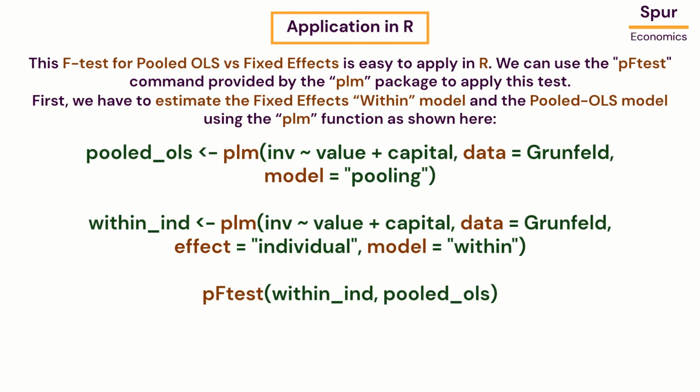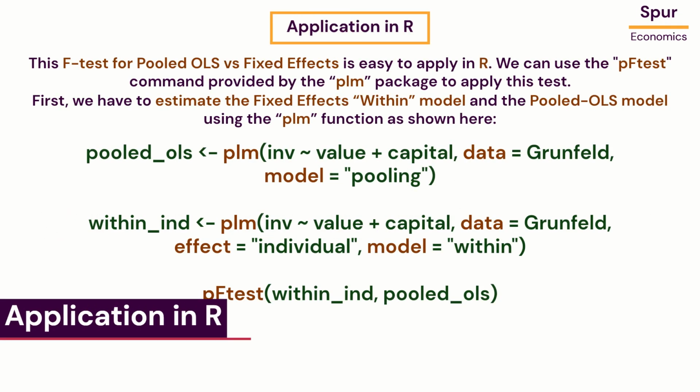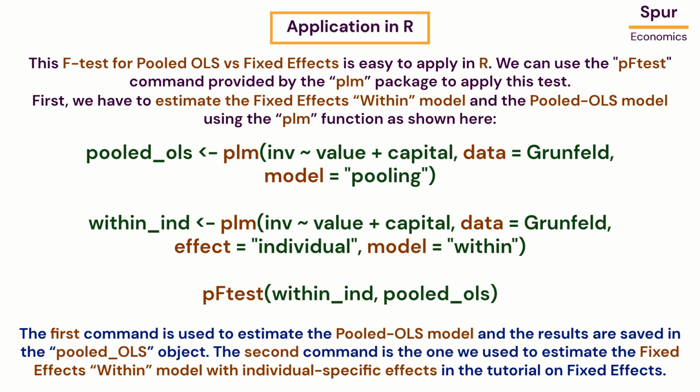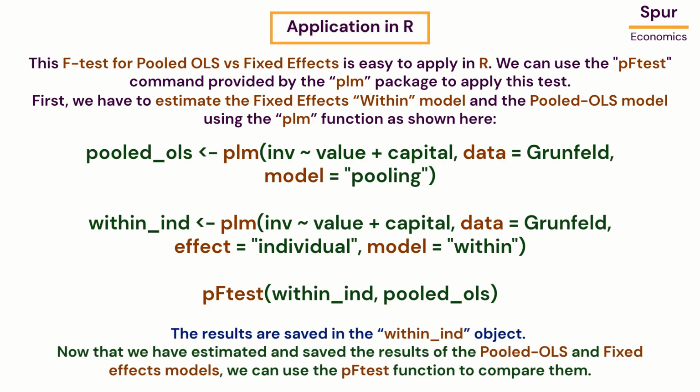This F-test for Pooled-OLS versus fixed effects is easy to apply in R. We can use the pFtest command provided by the plm package to apply this test. First, we have to estimate the fixed effects within model and the Pooled-OLS model using the plm function as shown here. The first command is used to estimate the Pooled-OLS model and the results are saved in the Pooled-OLS object. The second command is the one we use to estimate the fixed effects within model with individual specific effects in the tutorial on fixed effects. The results are saved in the within IND object.